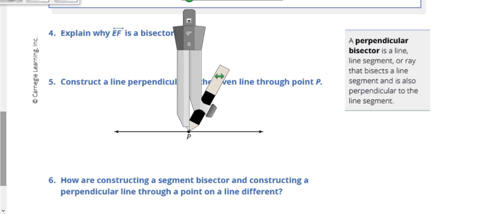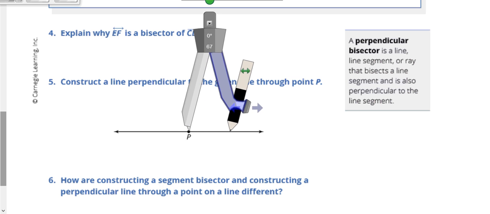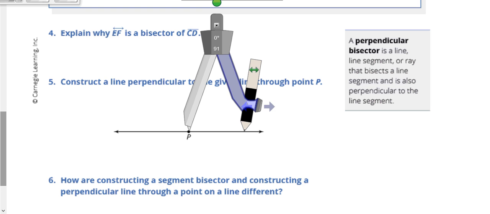You want it to be opened up enough so that it's far enough away from P that you can get some good accurate measurements, but you don't want it so far that it makes it almost impossible to do. So it doesn't really matter how far, but you don't want it so close that it's hard to draw a circle, and so far away that you go off of the line. So basically we are just trying to find 2 points that are equal distance from P.